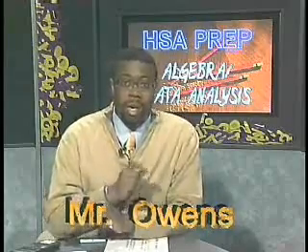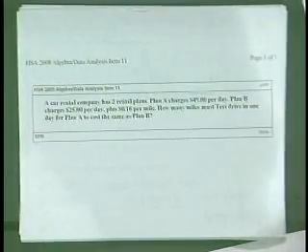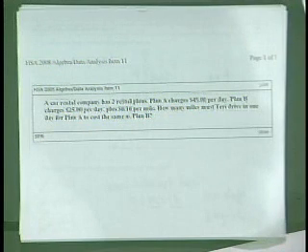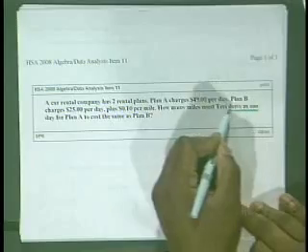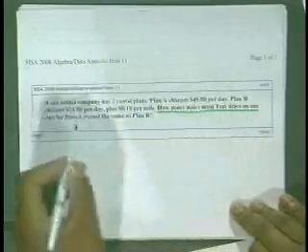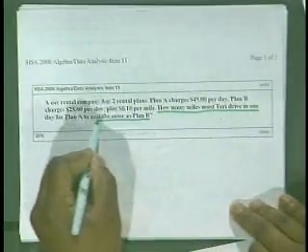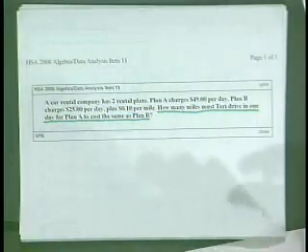So let's take a look at our problem again, and let's try to analyze it this time. So it says a rental car company has two rental plans. Plan A charges $49 per day. Plan B charges $25 per day plus 10 cents per mile. How many miles must Terry drive in one day for plan A to cost the same as plan B? So the question is asking us, how many miles must Terry drive in one day for plan A to cost the same as plan B? So in other words, we want to know when are plan A and plan B going to be equal.